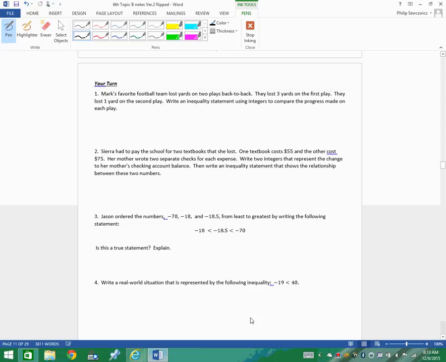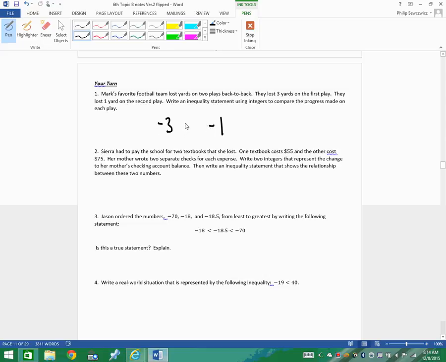So let's see what we got going on here. Mark's favorite football team lost yards on 2 plays back to back. They lost 3 yards on the first play, and they lost 1 yard on the second play. Write an inequality statement using integers to compare the progress made on each play. So they lost 3 yards, which as an integer is negative 3. Then they lost 1 yard on the second play.